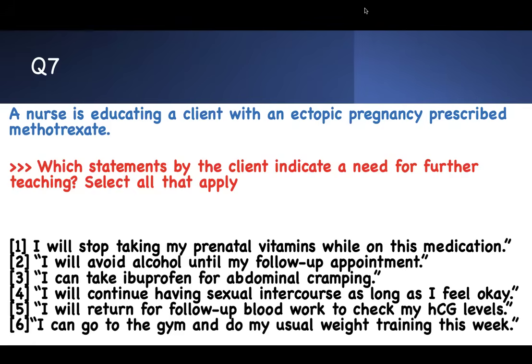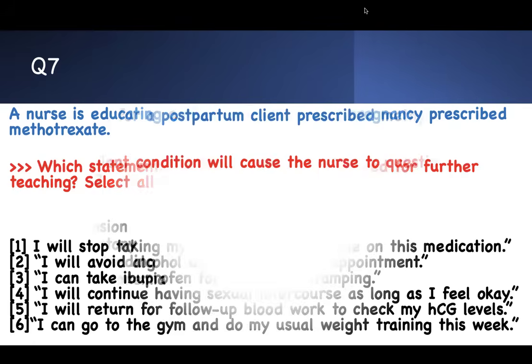I will stop taking my prenatal vitamin, is good. I will avoid alcohol, is good. You cannot take ibuprofen, you cannot have sex, and you cannot go to the gym.